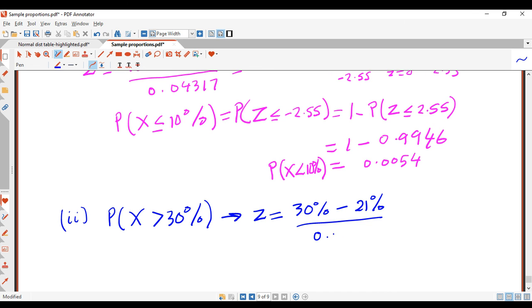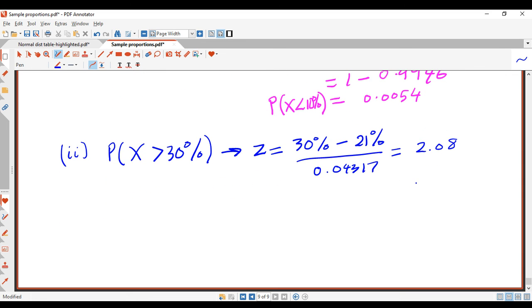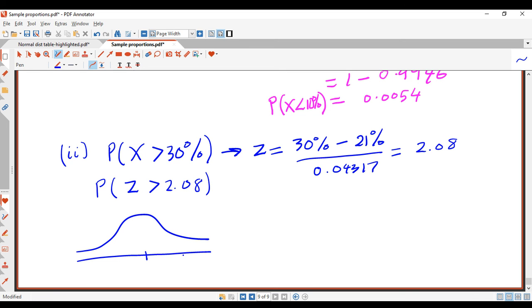Now, we just worked out the standard deviation, so I'm not going to do that again. 0.04317. Now, you should get 2.08. All right. So just draw a little picture of what you need to find. Now we've got to work out the probability that Z is bigger than 2.08 for the Z distribution. Okay, here it is. Now, there's Z equals 0, so 2.08 is over here. We want this region here.